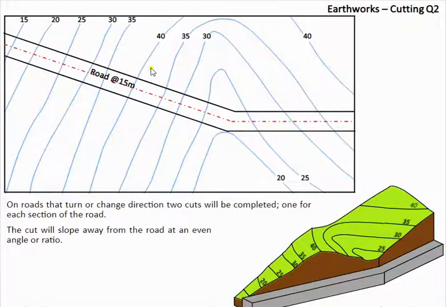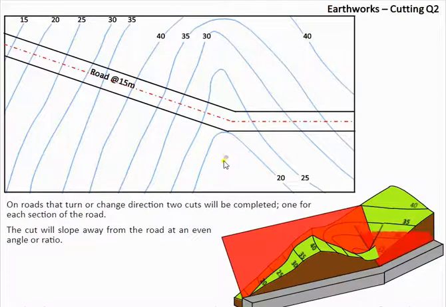Now in this question here, we're introducing something new. What we have in this question here is, we have a road, and there's a slight turn in the road here. Now when we're dealing with turns in the road like this, especially with level roads, basically what we're looking at here is deal with this section of the road first and then deal with this section of the road.